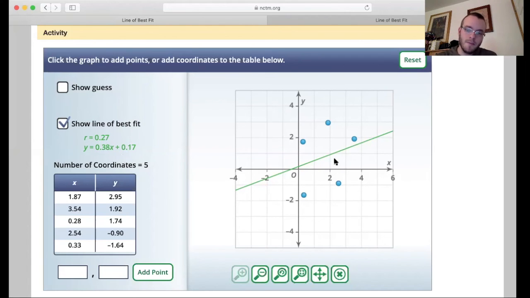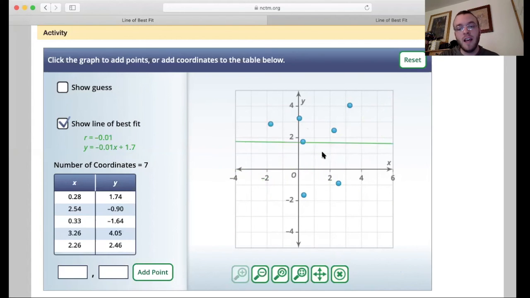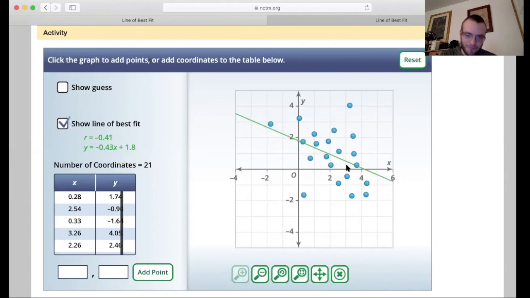And I'm curious what happens if I get rid of some of my points, see how it changes. Oh yeah, so as you get rid of points and as you add points, your line of best fit is constantly changing, right? Because it's trying to best fit the data set.